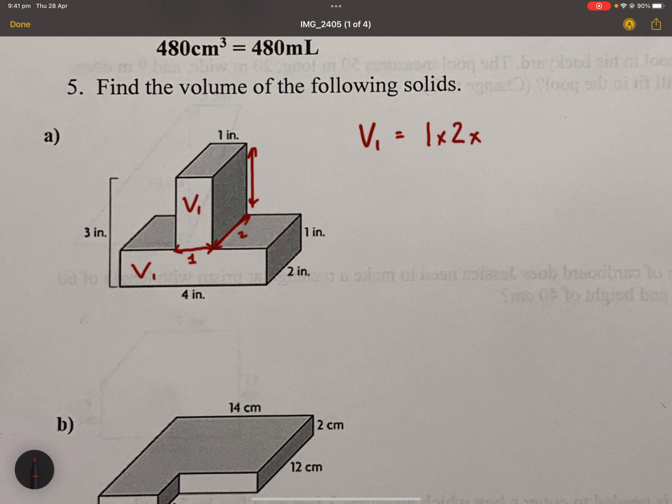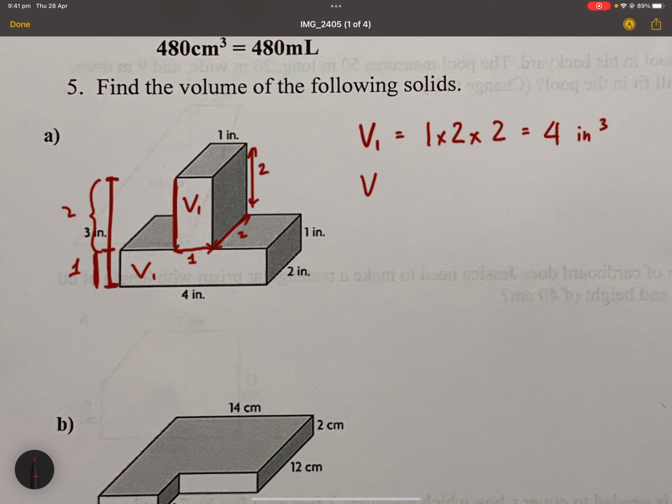Now let's find out what the height is. We know that from here to here, the whole distance, is 3. And from here to here, this part here, that's going to equal 1. Because this is 1, that means this is 1, and that must be 1 as well. So if that's 1 and that's 3, then this must be 2. 3 minus 1 is 2. If that's 2, then this has to be 2 as well. So 1 times 2 times 2 gives us 4. So the volume of the top piece is 4 inches cubed.